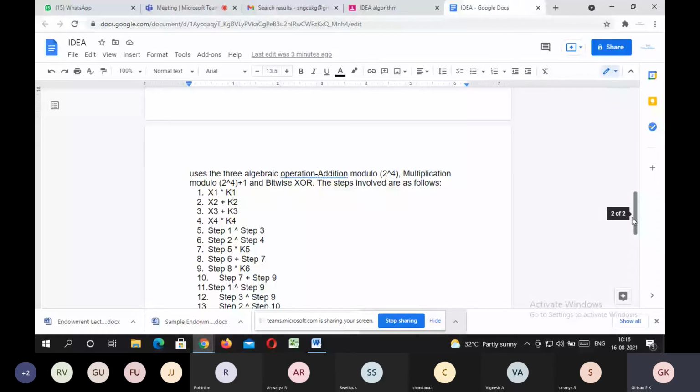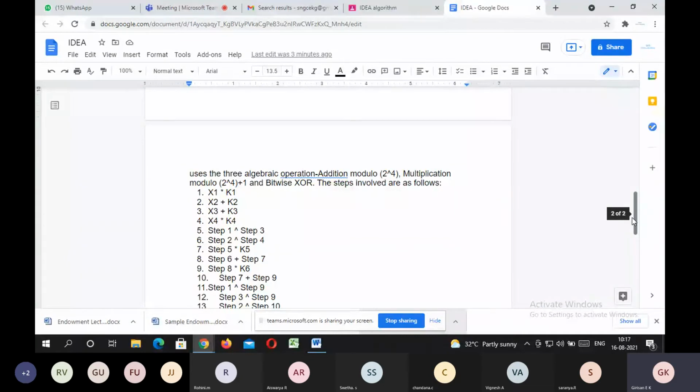What is step 1? X1 into K1, XOR the result of step 3. What is that? X3 plus K3. That is the fifth step, step 1 XOR step 3. Then the sixth step is the result of step 2 XOR step 4. That is the sixth step.